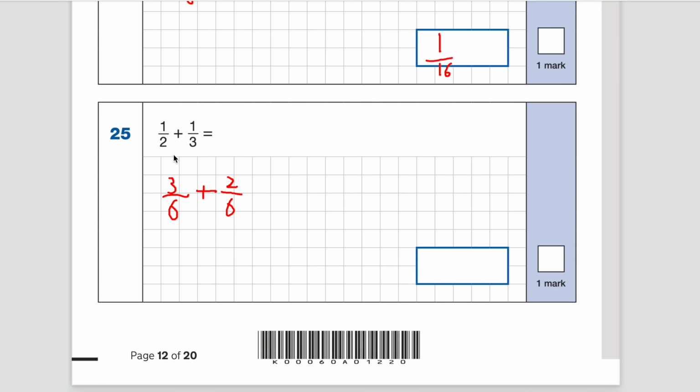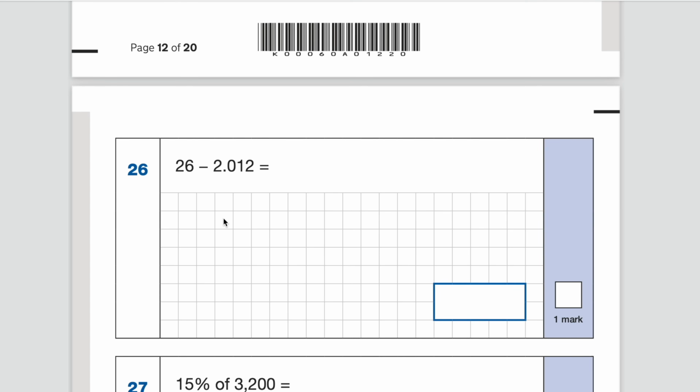So these fractions we've just created are equivalent to the ones above. We can now add them together because they've got the same denominator. So it's 3 plus 2, which is 5, and the denominator stays the same, 5/6. That's your answer.